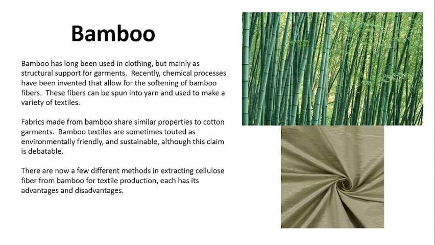The first is bamboo. Now, bamboo has long been used in clothing, but mainly as sort of structural support for garments. But recently, there's been several different chemical processes that have been invented that allow for the softening of bamboo fibers. It allows them to be softened so much that they can be spun into a yarn and then used to make a variety of different textiles. Here we see bamboo over here. Bamboo is actually a type of grass, and it's incredibly fast growing and an incredibly common plant throughout the Asian continent.